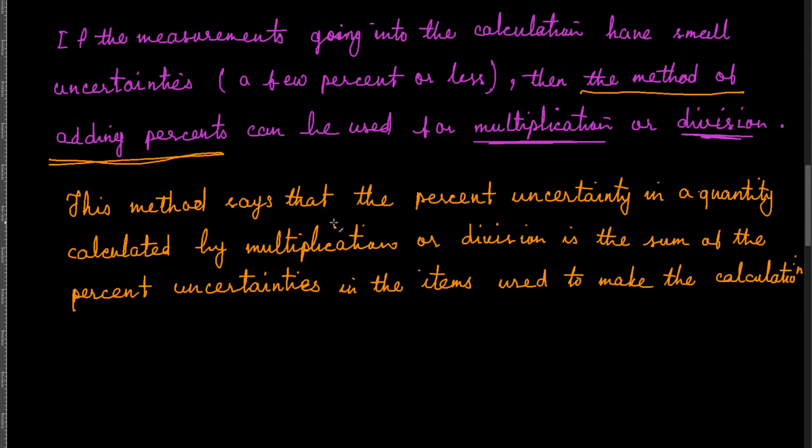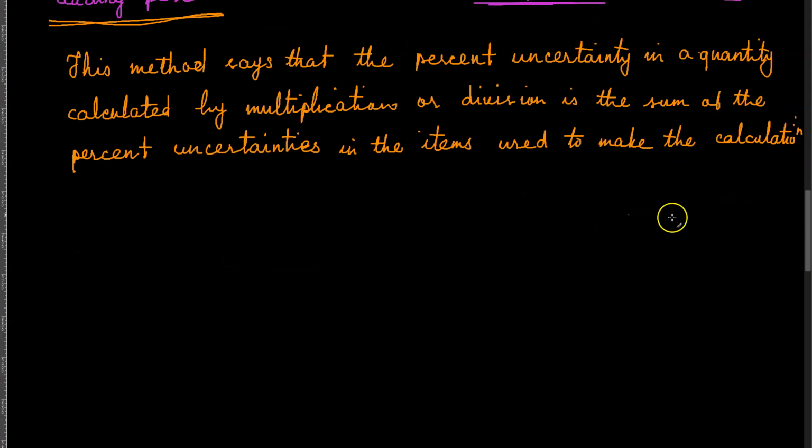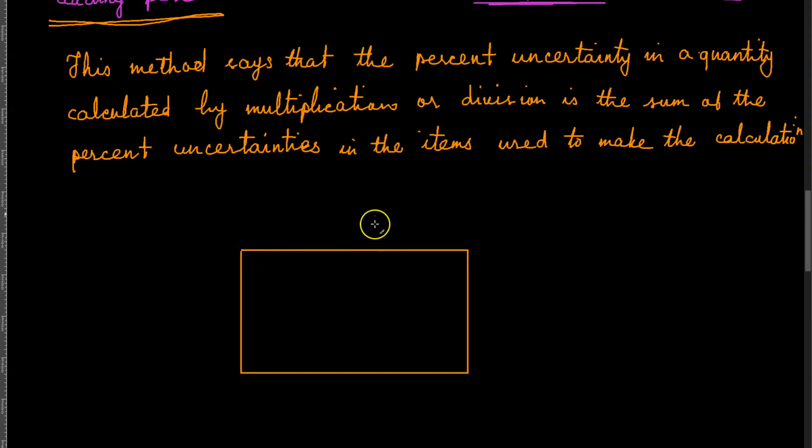So as an example, suppose we have a floor. Let's say it has a length of 4.00 meters and a width of 3.00 meters, with uncertainties of 2% and 1% respectively.